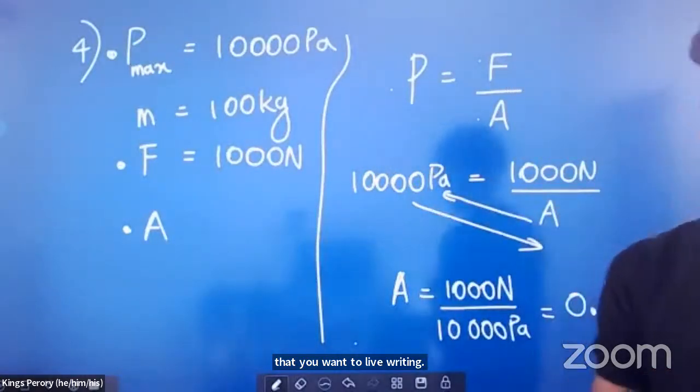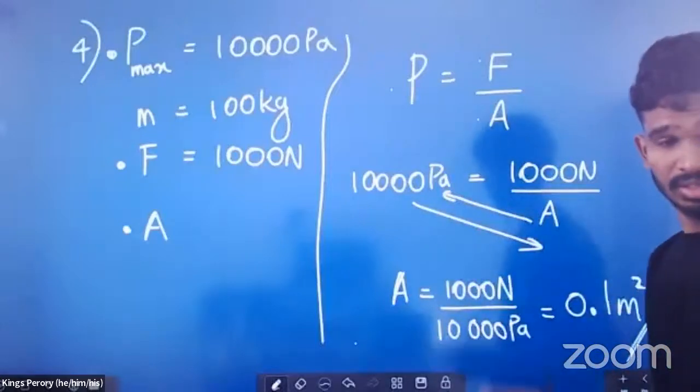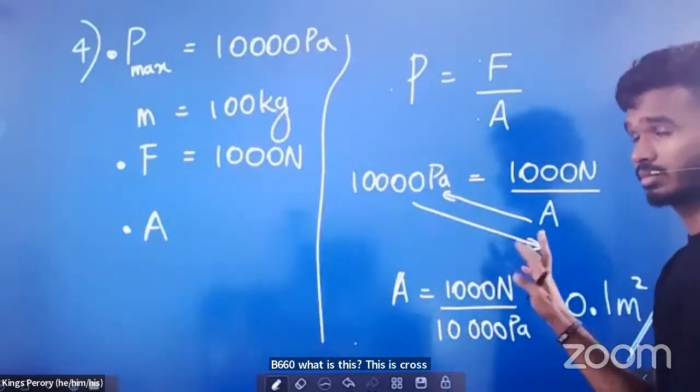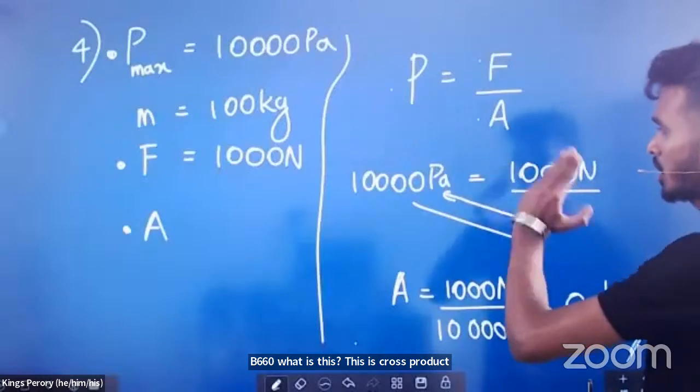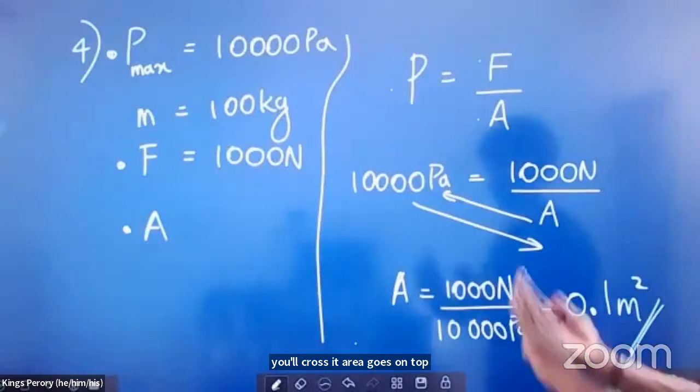Can't be multiplied. We switch this thing. What is this? This is cross product. You cross it. Area goes on top, 10,000 comes on. There is max. You switch it.